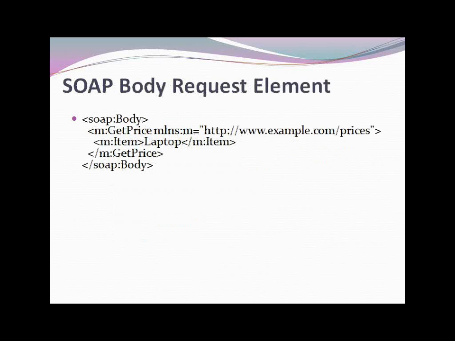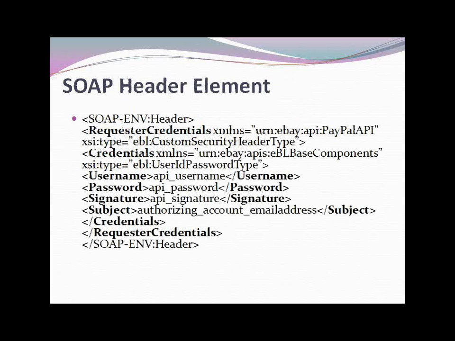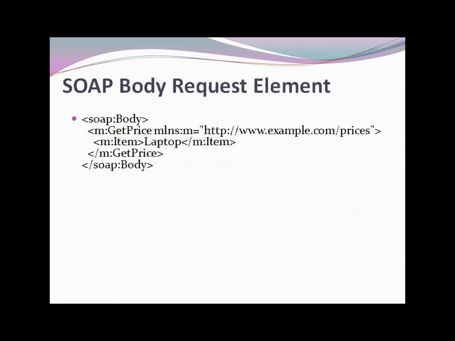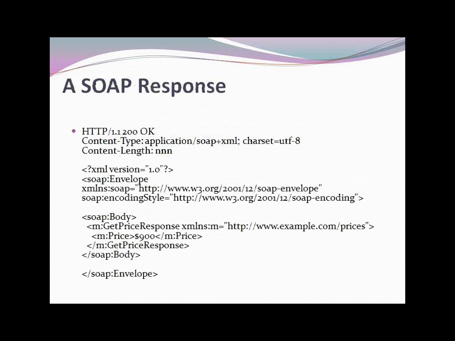So this is the request. I make a request to get a laptop price from ebay.com. For that, my site must have authentication of username and password, which should go in the header. Next, since I requested the price of the laptop, PayPal will give me a response in this way. You can see the price: $900 for the laptop. So this is the complete cycle of how SOAP data goes and how the request and response work.